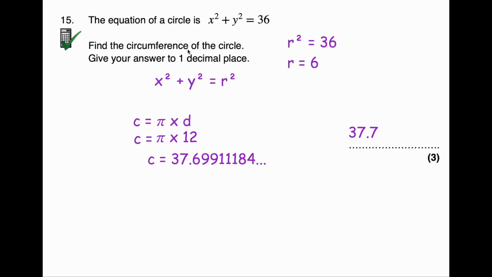And that's it. So the equation of a circle is x squared plus y squared equals r squared. We know that r squared, the radius squared, is 36, so the radius is 6, and the diameter would be 12. Just times that by pi, and that gives you the circumference of the circle. And that's it.